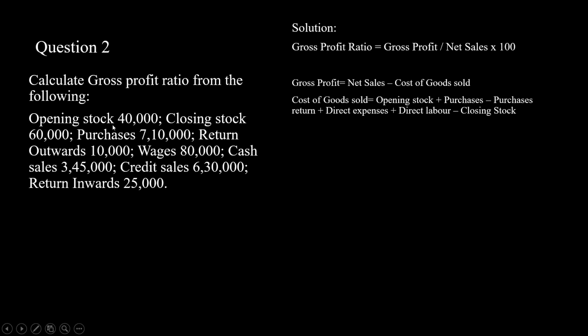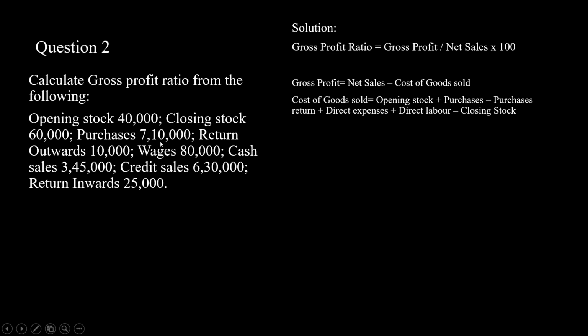Now we have to see opening stock. Opening stock, is it there? It is there. So we can add this to the purchases. Is there any purchases? Yes, there is purchases. And is there any purchase return? That will have to be subtracted. Here we are having the return outwards. Now return outwards is the purchase return, so it has to be minus. Direct expenses. Do we have any direct expenses? Direct expenses are not given in the question, so no need to write the expenses for this.